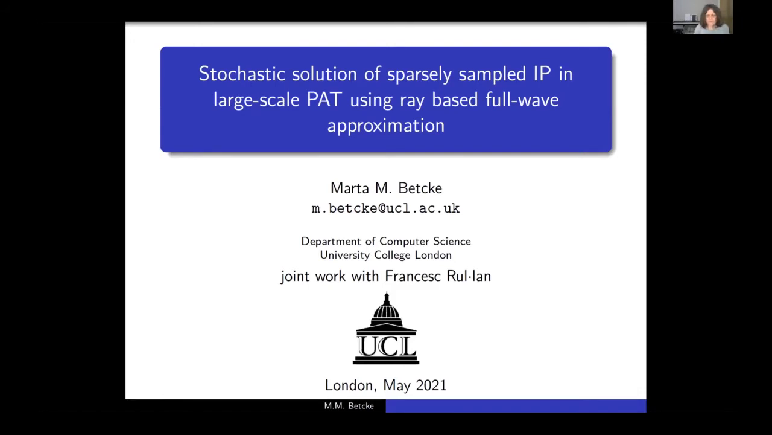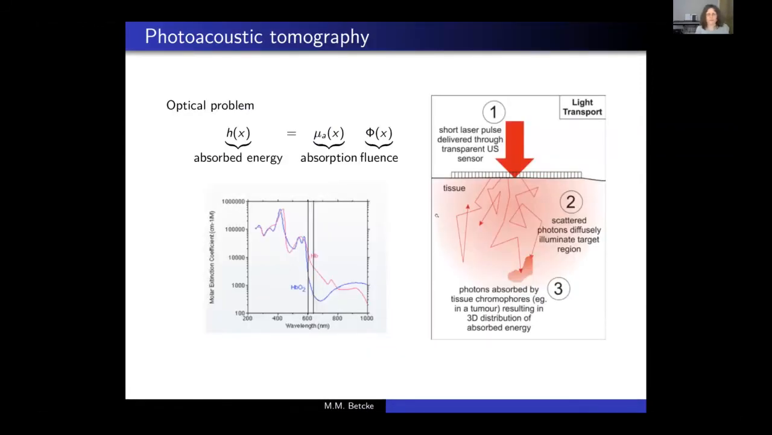Let me, I don't know who the audience is, unfortunately, so I cannot really say how much introduction is needed. So bear with me for a short introduction about the photoacoustic problem, that is the inverse problem that we are going to look at in detail today.